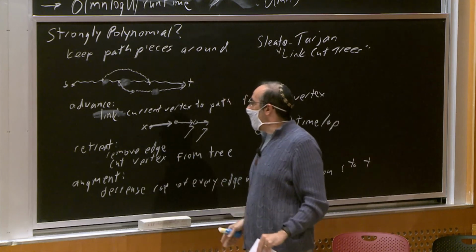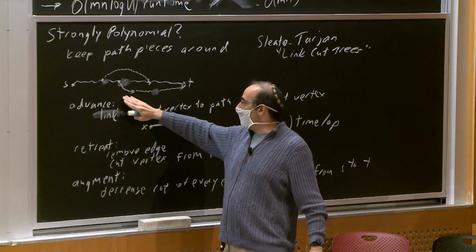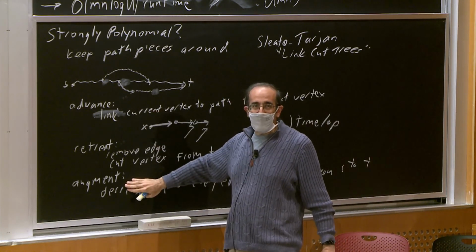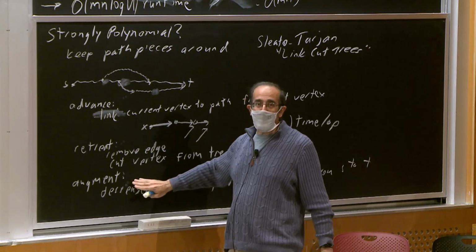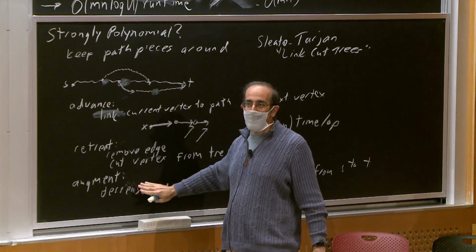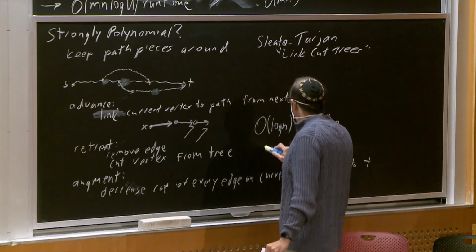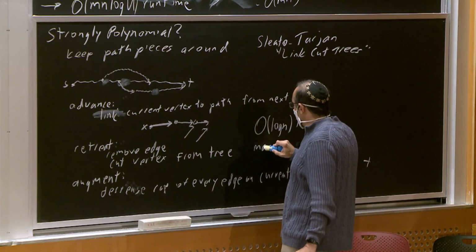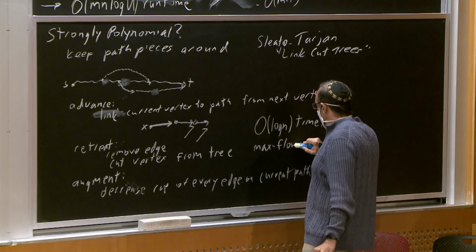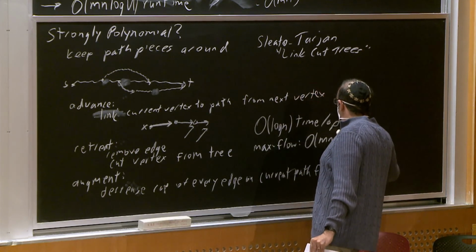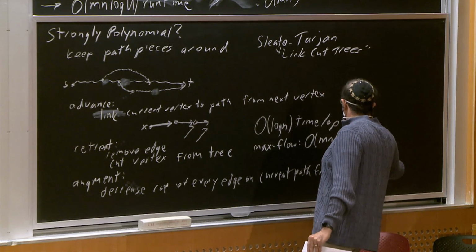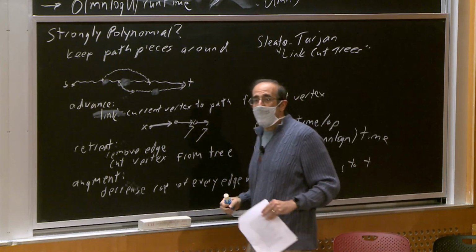Really interesting. Once you're able to implement each of these operations in log n time, remember it was the augment that got very expensive in a capacitated graph, but now we've made the augment cheap again, and the result is that you can do max flow in order mn log n time using this blocking flow idea.